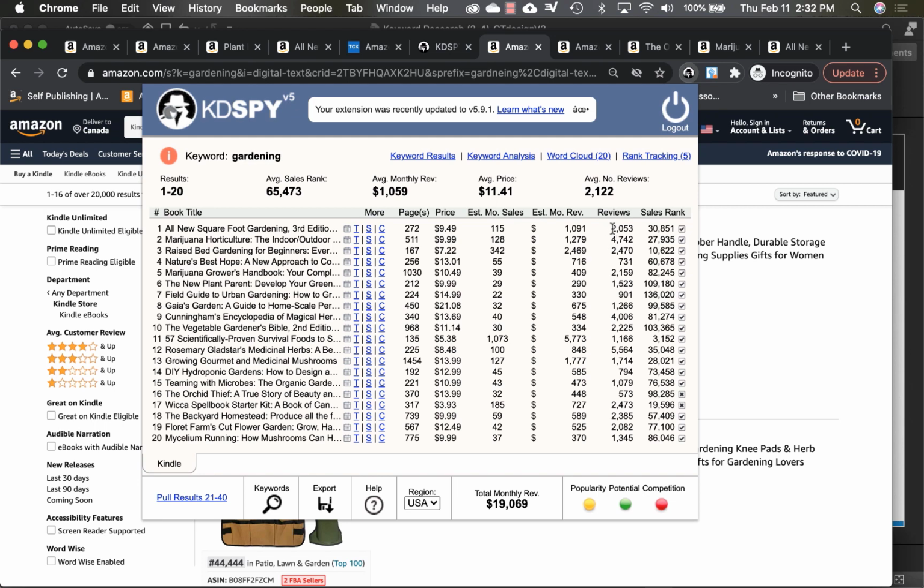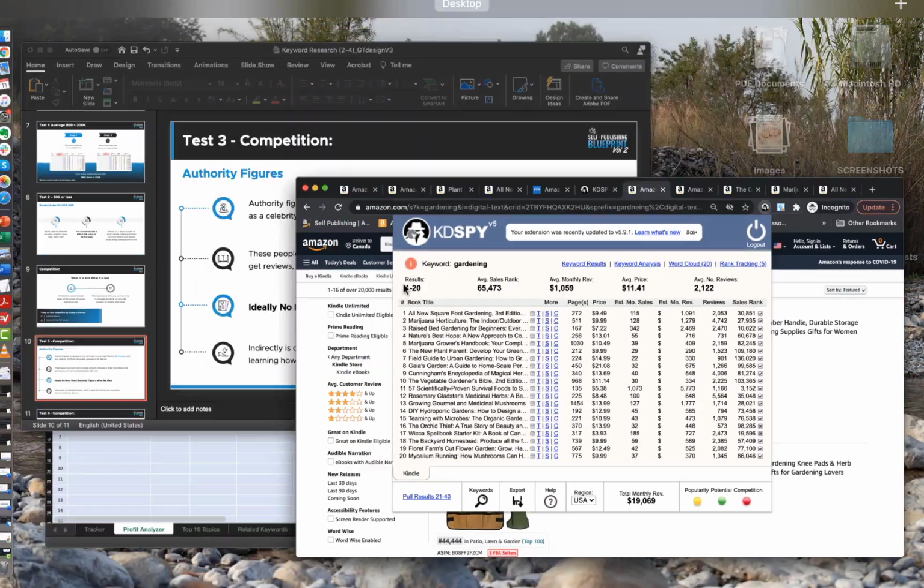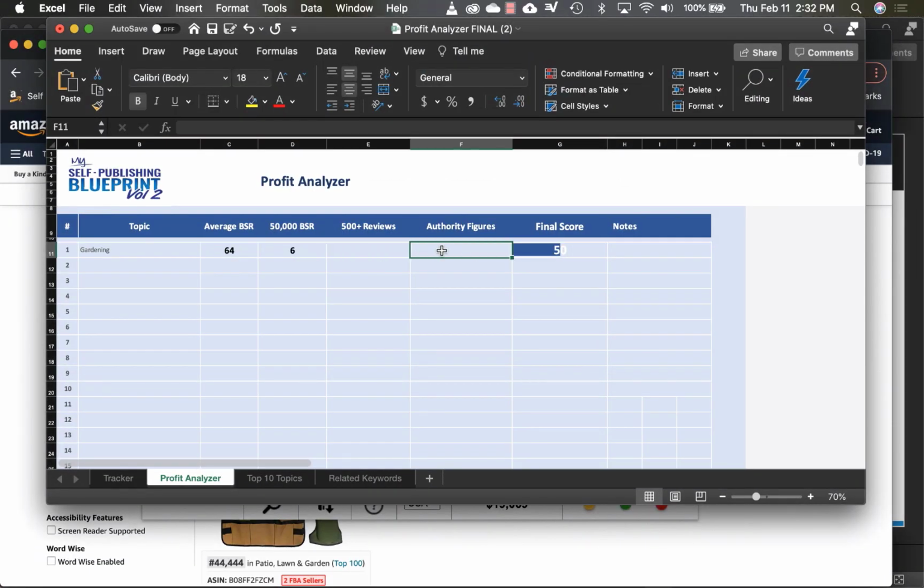But if we look at this, 1, 2, 3, 4, 5, 6, 7, 8, 9, 10. There are 10 books with over 2,000 reviews. If that's not telling you that gardening is going to be an extremely competitive topic, I don't know what is. So we're going to go ahead and put that in for authority figures. We're going to have 10.